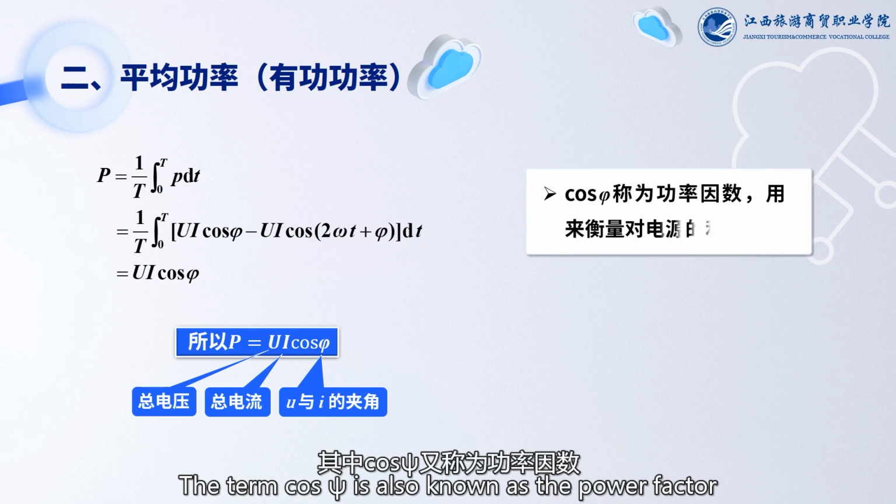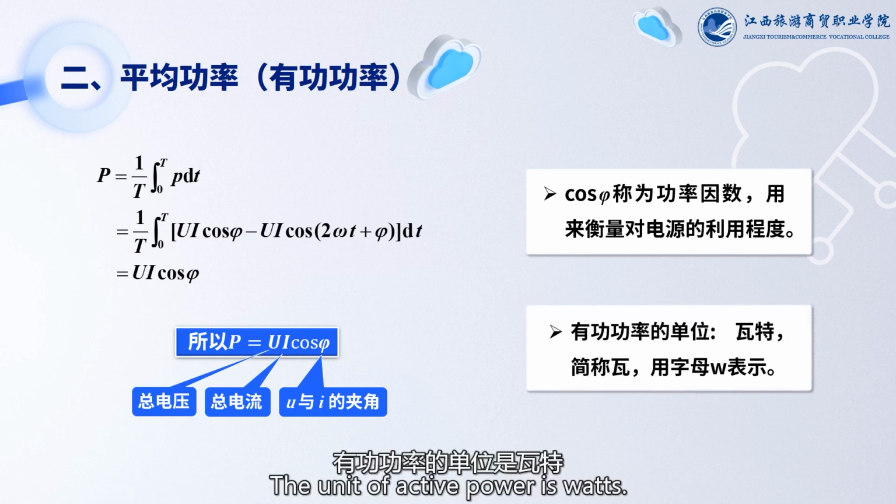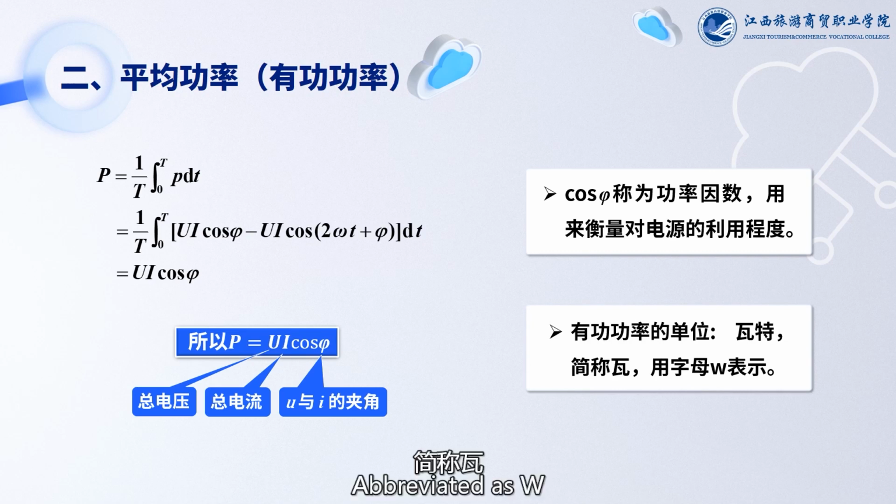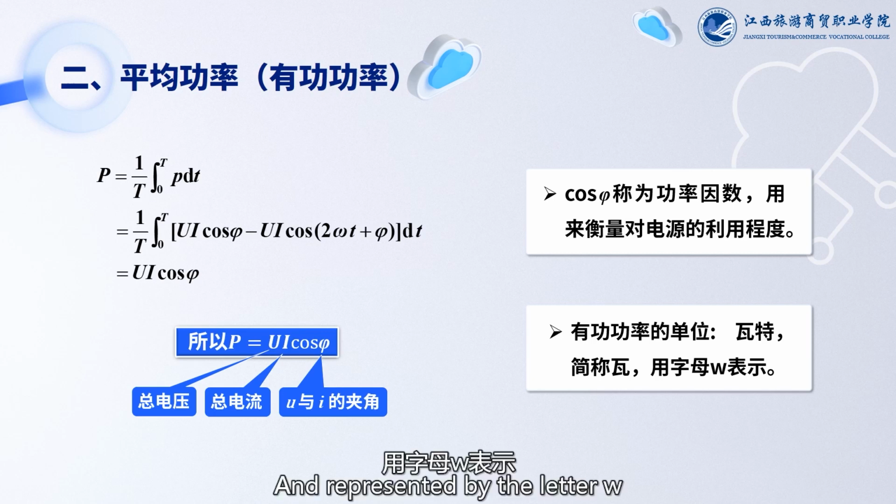The term cos φ is also known as the power factor. The unit of active power is watts, abbreviated as W.